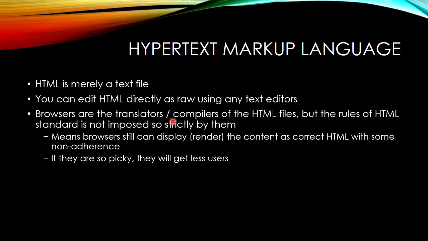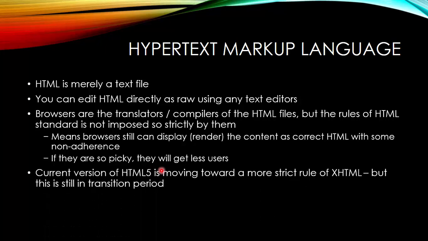Browsers are the translator or compilers of the HTML program, but the rule of HTML is not imposed so strictly by the browsers, which means browsers can still correctly display or render the content of poorly defined HTML. The reason is because if the browsers are so picky, they will not be very popular. The current version of HTML5 is moving toward more strict rule of the original language, which is XHTML, but this is still in transition period.